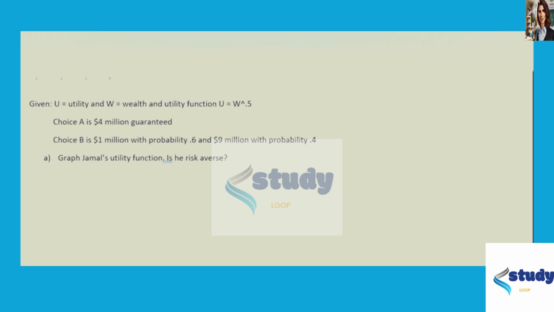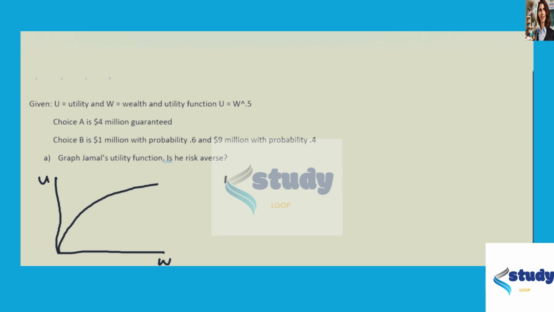So part A is asking us to graph Jamal's utility function and then asking us whether or not he's risk averse. The utility function, right, we have wealth here on the x-axis and utility here on the y-axis, and this is just like y equals the square root of x, where it's going to be constantly going up, but the slope is going to decrease as W increases.